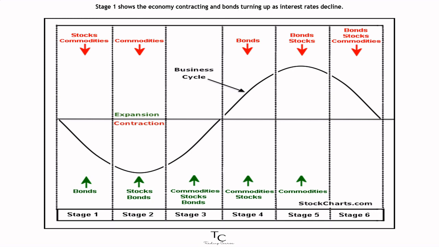Stage 1 shows the economy contracting and bonds turning up as interest rates decline. Economic weakness favors loose monetary policy and the lowering of interest rates, which is bullish for bonds. Stage 2 marks a bottom in the economy and the stock market.